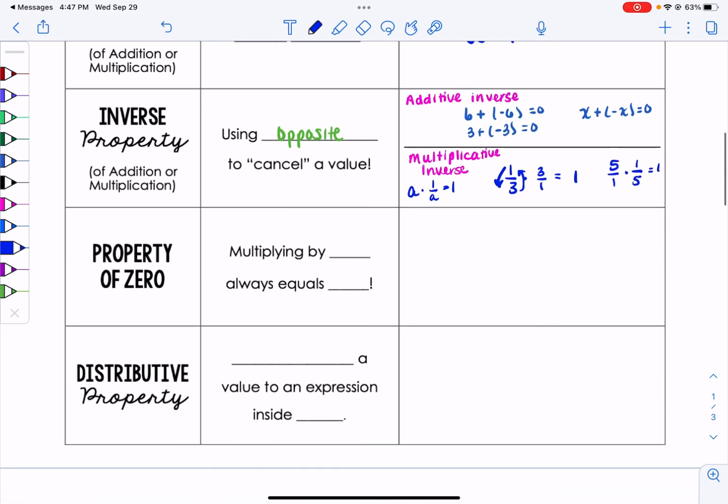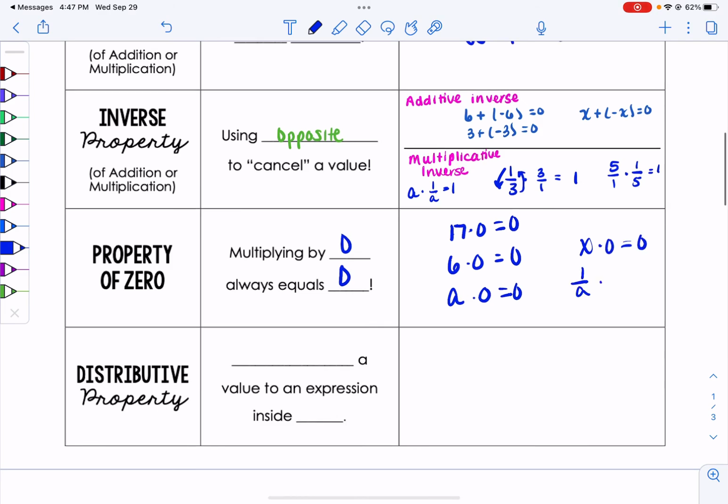Property of 0. It's basically the zero product property. Multiplying by 0 always equals 0. Every time I multiply by 0, I'm going to get 0. So 17 times 0 equals 0. 6 times 0 is equal to 0. A times 0 is equal to 0. X times 0 is equal to 0. 1 over a times 0 is 0. I have a bunch of different examples I could come up with.